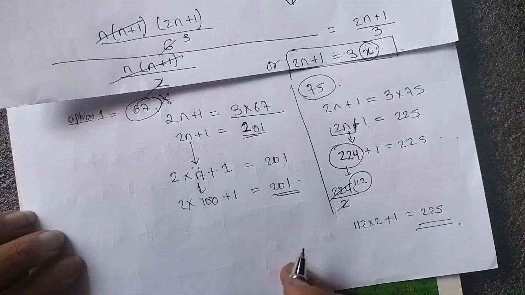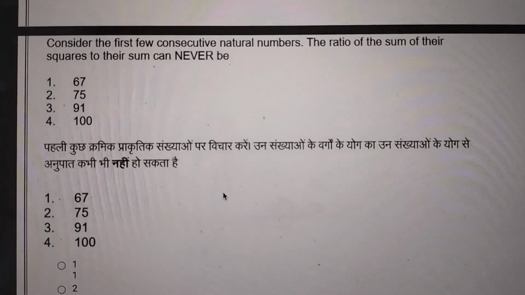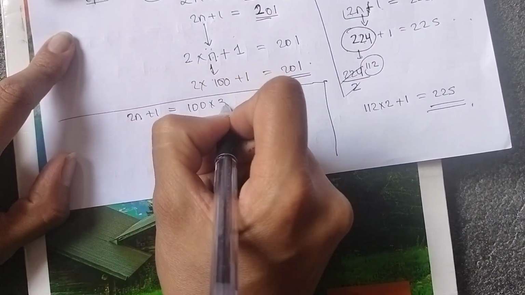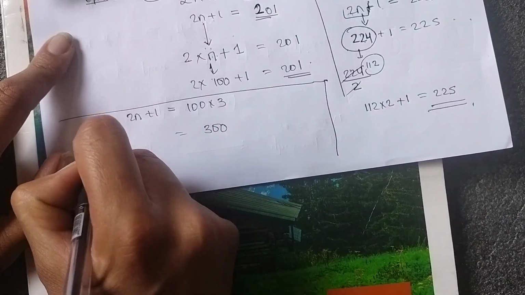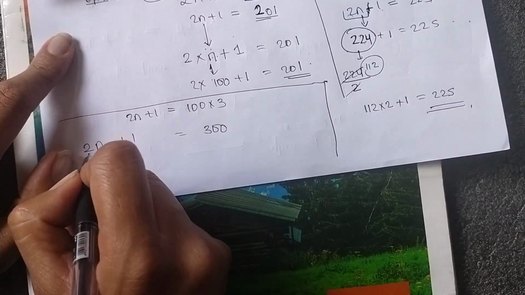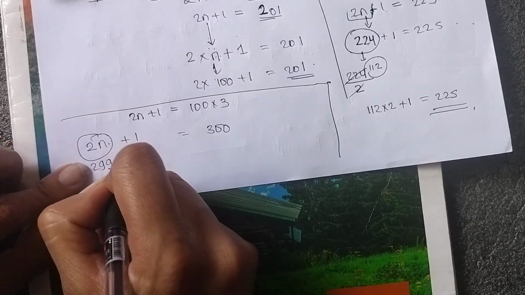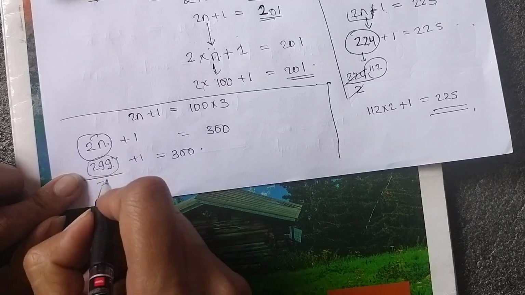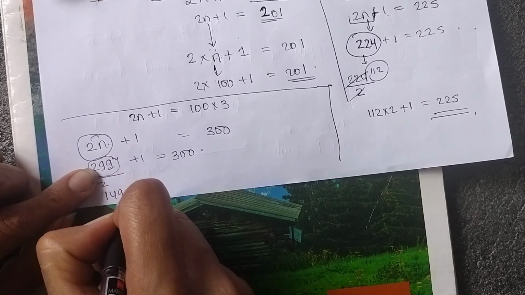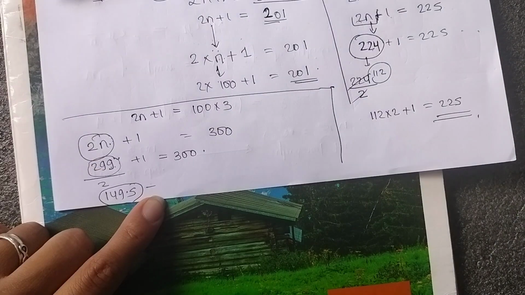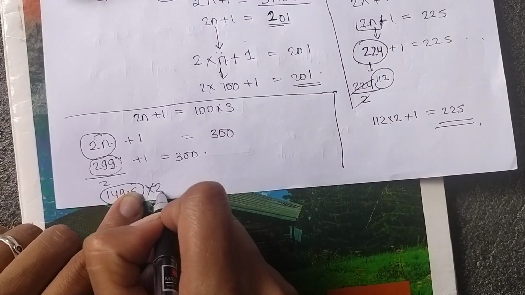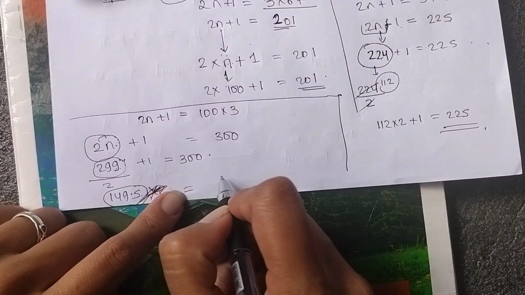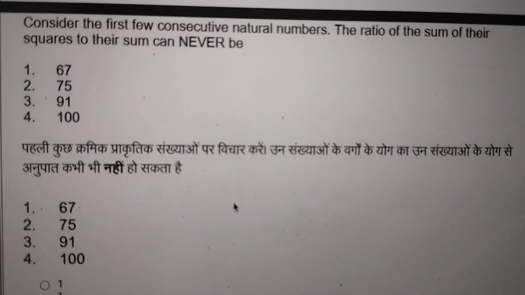Let us go with option number 4, that is 100. 2n plus 1 is equal to 100 into 3, which is 300. So 2n plus 1 has to be 300, so 2n is 299. So 299 upon 2 will be 149.5. So this 149.5 is not a natural number. So option number 4, that is 100, is your answer.